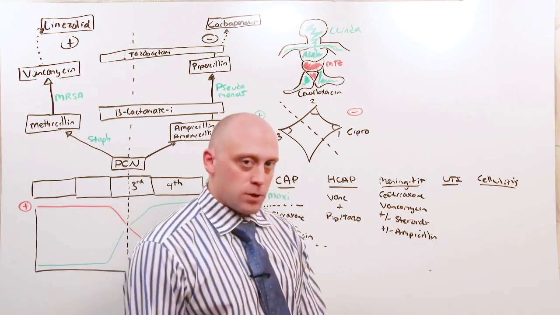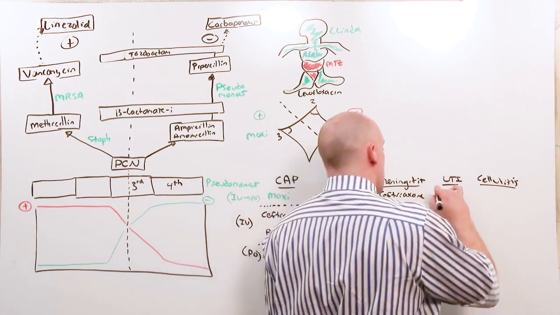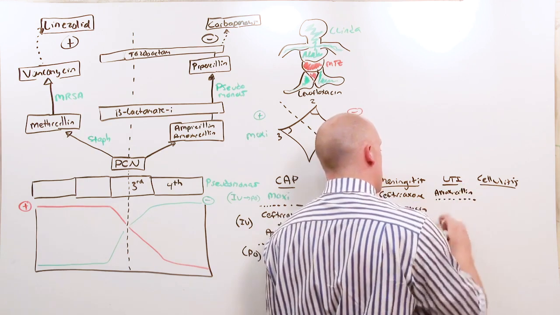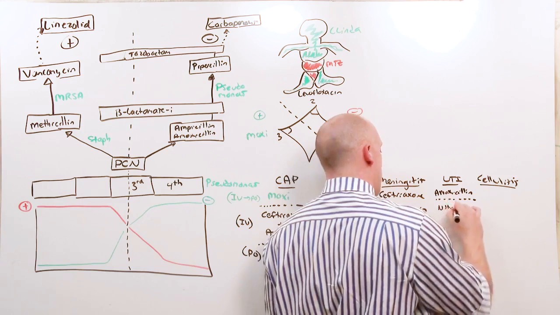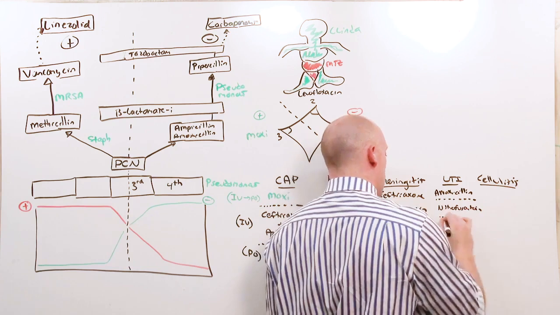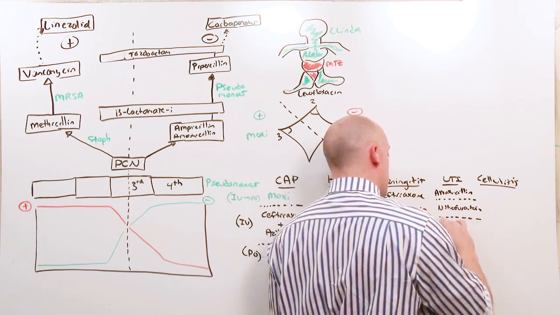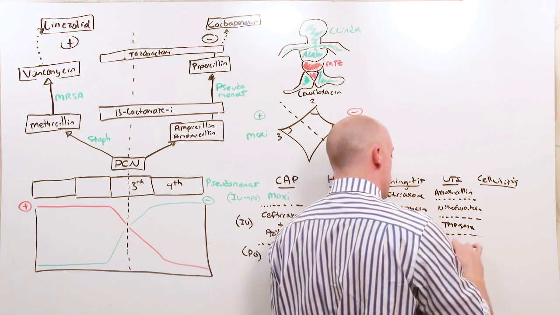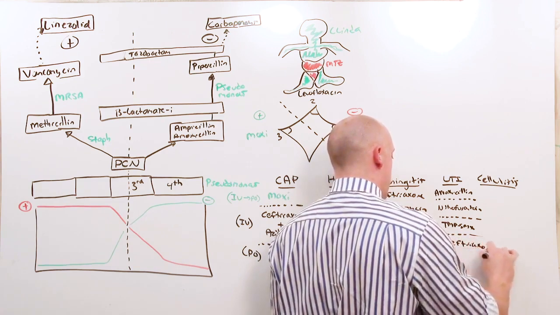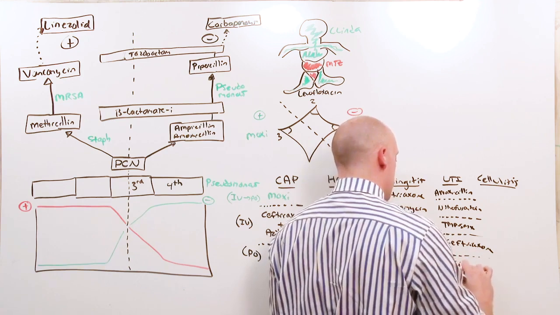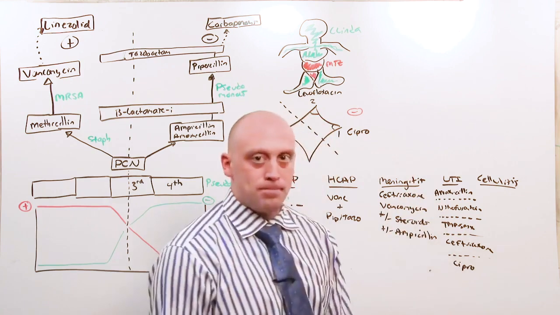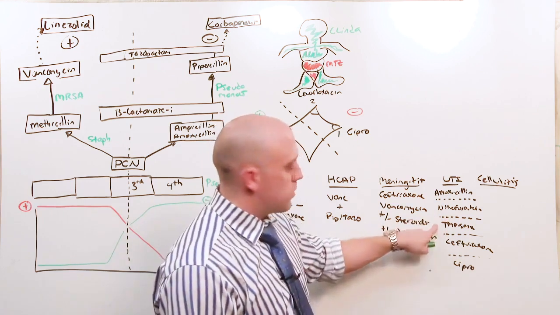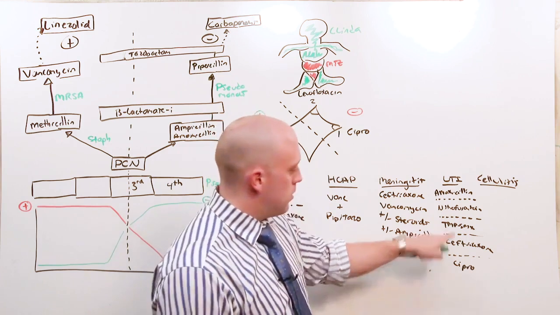For UTI, you've got a couple of options, and this gets frustrating. Amoxicillin is good, as we said, gram-negative coverage. Or you can use nitrofurantoin. Or you can use Bactrim, trimethoprim sulfa. Or you can use ceftriaxone. Or you can use Cipro. So how do you pick? Amoxicillin if you're pregnant, nitrofurantoin if you're a woman, Bactrim only if you don't have renal failure.